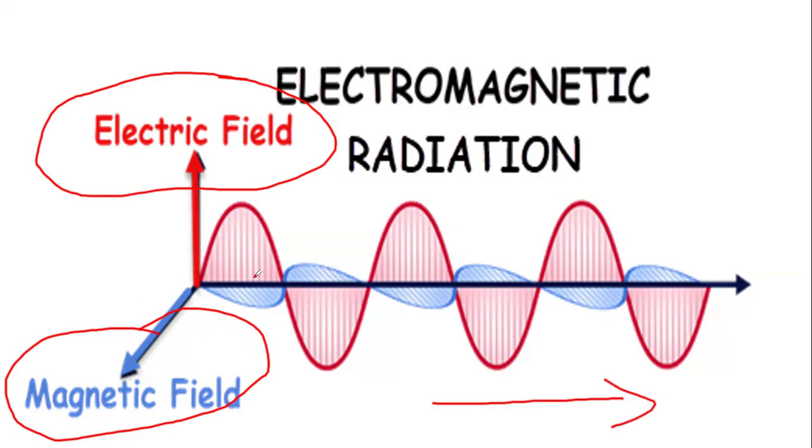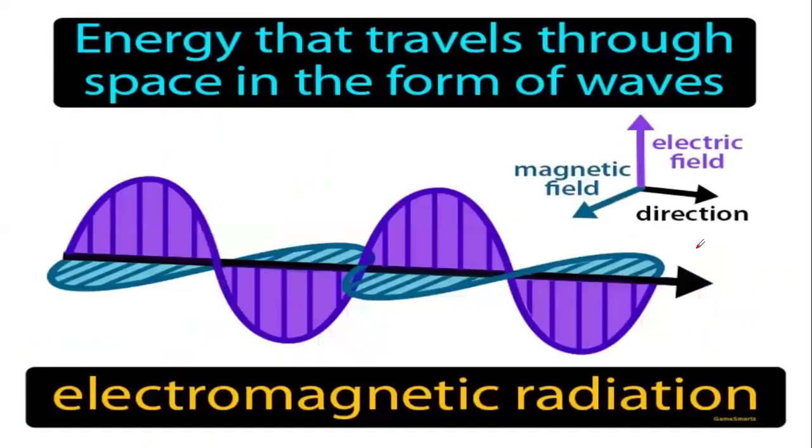And then as it moves, it will be moving together with the electric field. The electric field is in red, and then the magnetic field is. As they are moving, it means that they are transferring energy from this point here to wherever they are going here. So electromagnetic radiation is simply a means of transferring energy from one place to the other. I think I put the definition here.